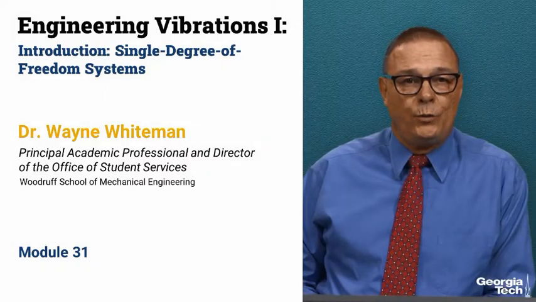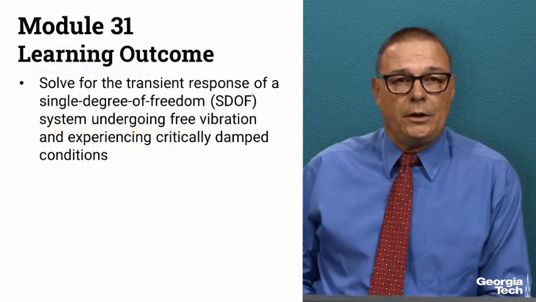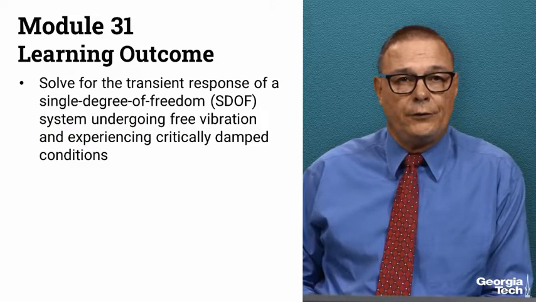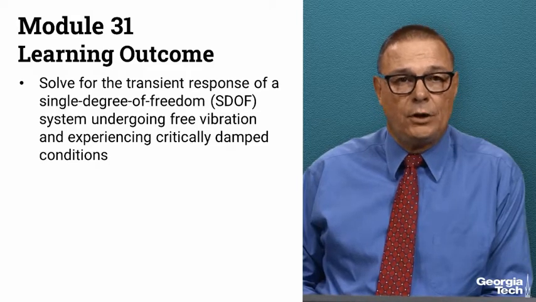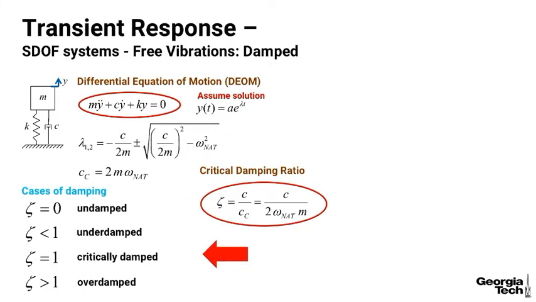This is Module 31 of Engineering Vibrations 1, an Introduction to Single Degree of Freedom Systems. Today we're going to wrap up with the transient response of single degree of freedom systems undergoing free vibrations with damping. This time we're going to look at critically damped systems. And so we've looked at undamped, underdamped. Last module we looked at overdamped, and here we finish up with the critically damped system.